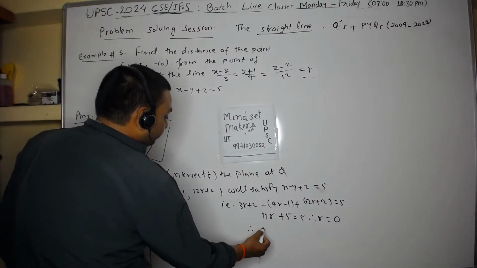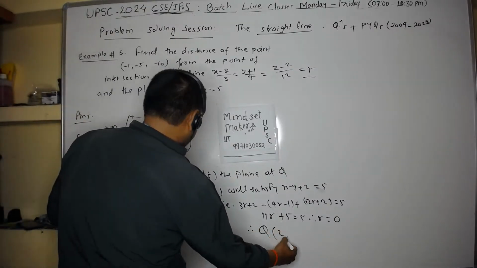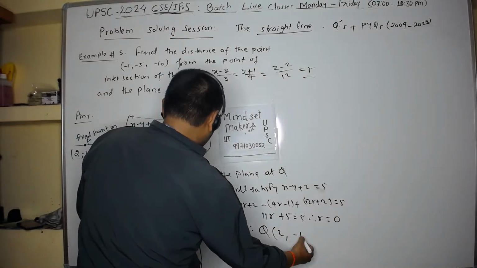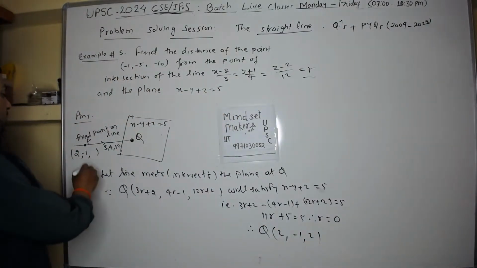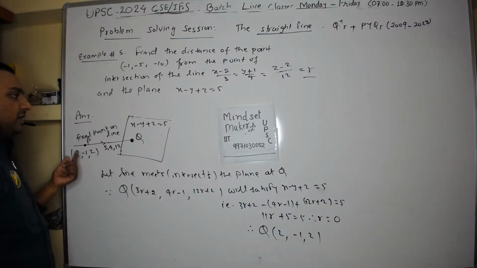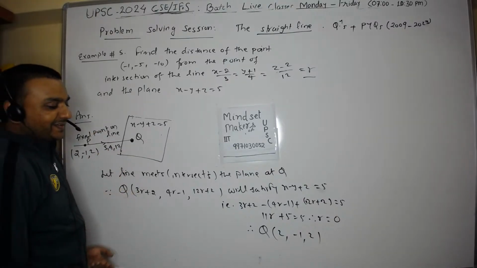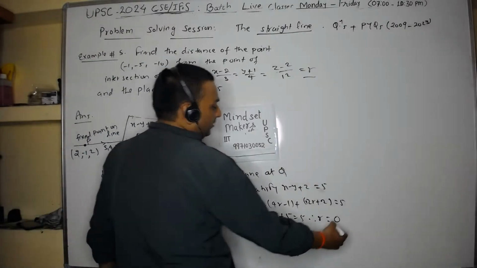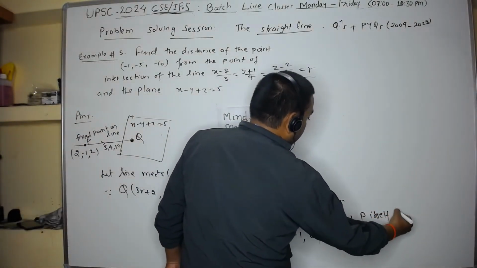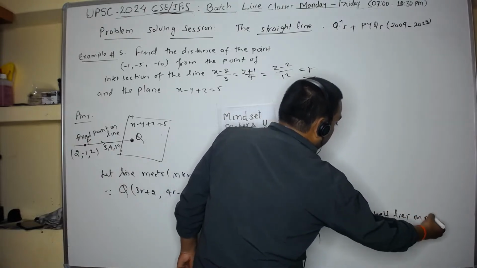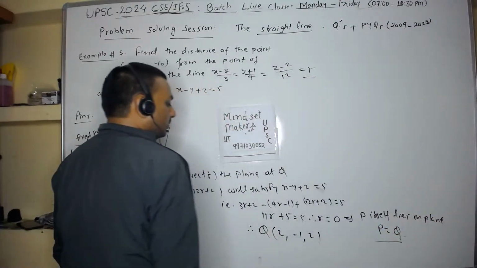So ultimately, what will we get for q? 2 minus 1 and 2. 2 minus 1 and 2. That simply implies that p itself lies on the plane, right? So in this way we will also have some fun here. This implies p itself lies on the plane, and p is what you are getting as q.